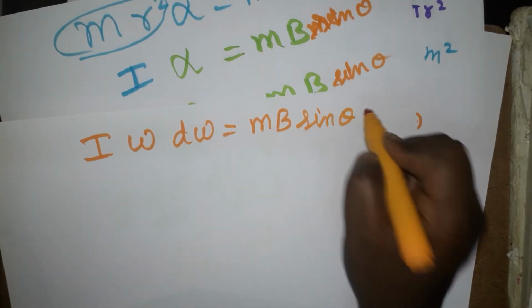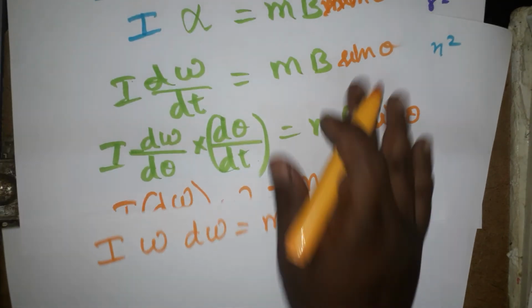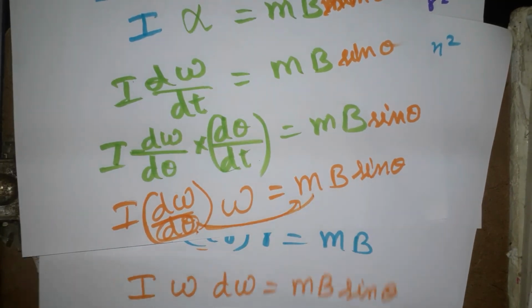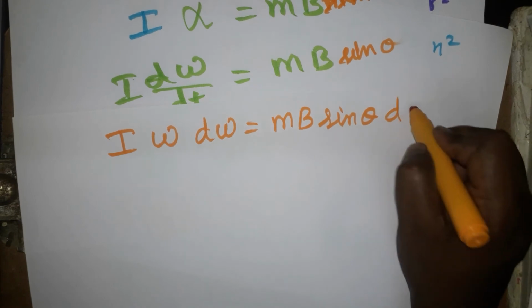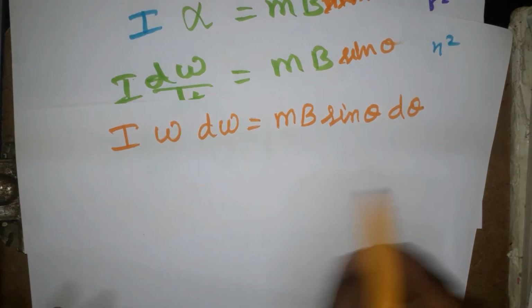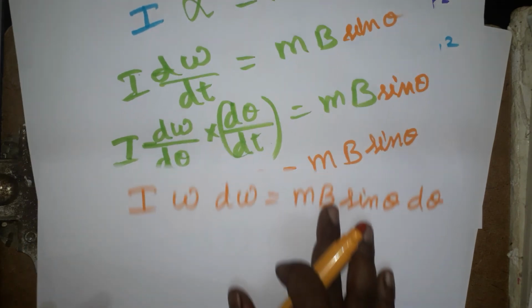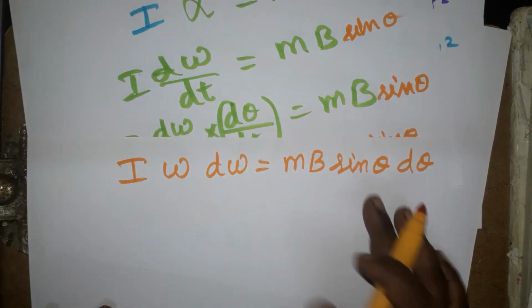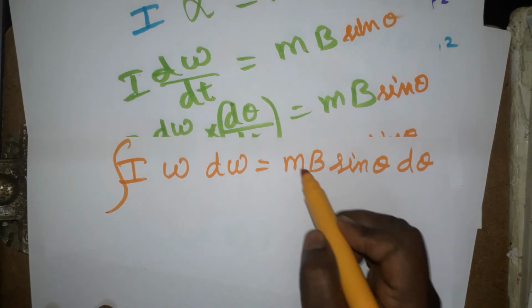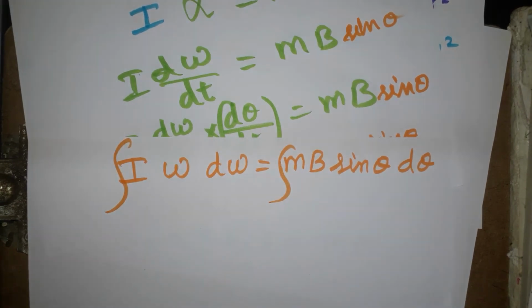So now see what I am doing here. This d theta I am taking to the left side, so it becomes d theta here. So now I am integrating. Okay, write like this, because we should integrate. Integrate on both sides.